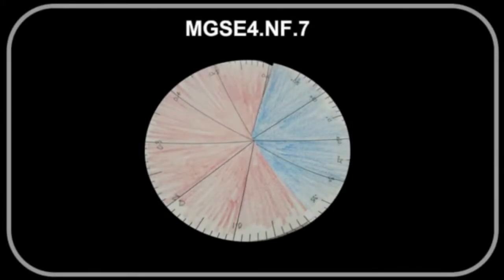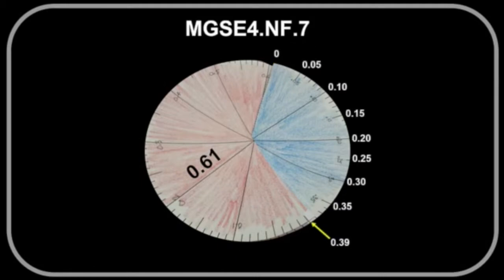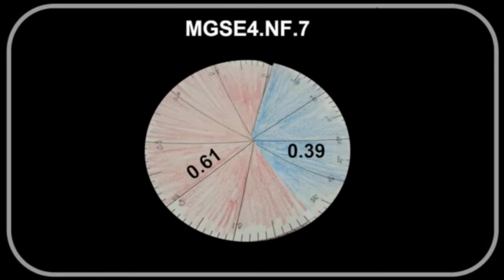Another visual model that students might use to compare decimal fractions is a hundredths disc. The red hundredths disc is labeled in tenths. Notice that the red shaded area extends about a hundredth past the 6/10 mark, so the red shaded area represents 61 hundredths. The blue hundredths disc is labeled in hundredths, and the blue shaded area represents 39 hundredths. The area of the red shaded part is greater than the area of the blue shaded part, so 61 hundredths is greater than 39 hundredths.